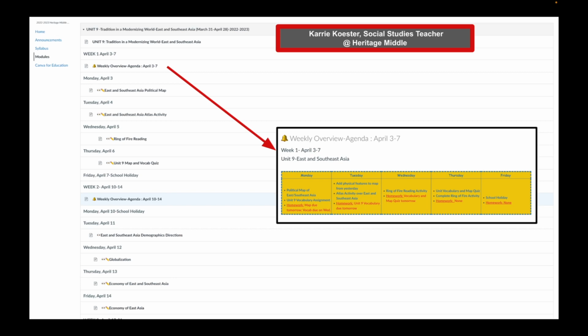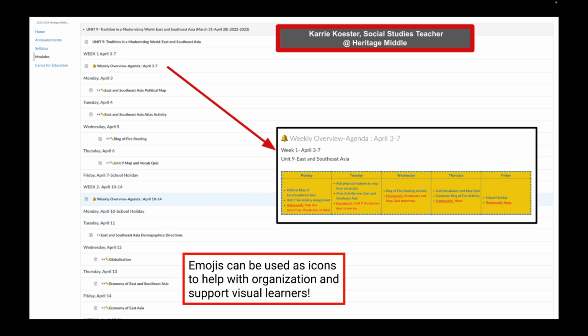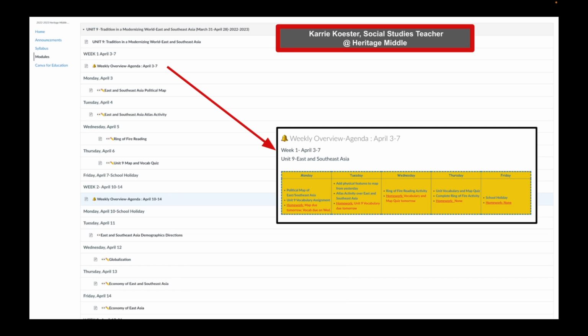And then she has her module split up using text headers by date: Monday, April 3rd, Tuesday, April 4th, and so on. Utilizing great naming conventions, including the day of the week, as well as the month and the day, keep students organized. Mrs. Kester has her entire Unit 9 in one module. So like I said, you can break up your modules however you see fit.